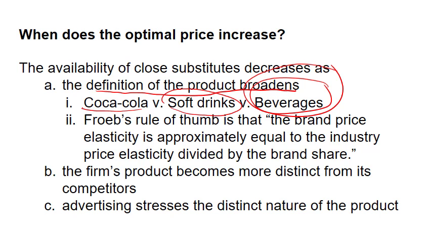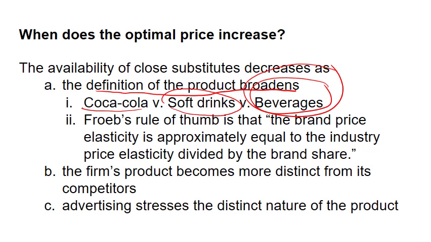Froeb's rule of thumb is that the brand price elasticity, a more broadly defined category, is approximately equal to the industry elasticity. I got it backwards. Froeb's rule of thumb is the brand price elasticity, that's the more narrowly defined product, is approximately equal to the industry price elasticity, the more broadly defined product, divided by the brand share.